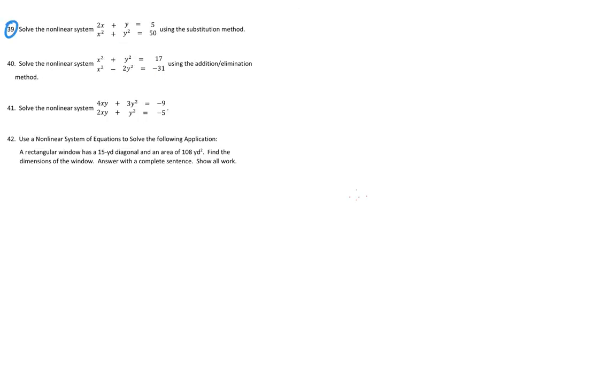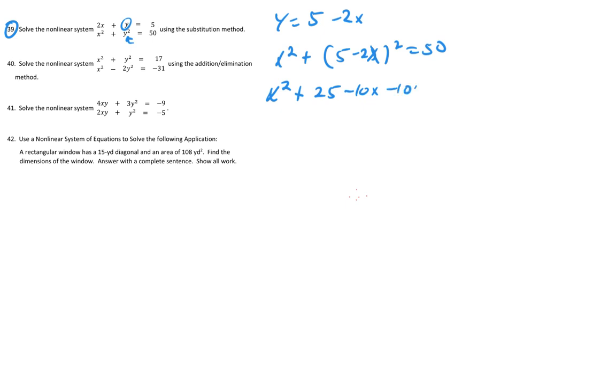39, solve the nonlinear system of this using substitution method. So I'll solve for my y first. So y is equal to 5 minus 2x. That means I can put that into this one right here. So x squared plus (5 minus 2x) squared is equal to 50. So that means we need to FOIL it out, which will give us 25 minus 10x plus 4x squared is equal to 50.